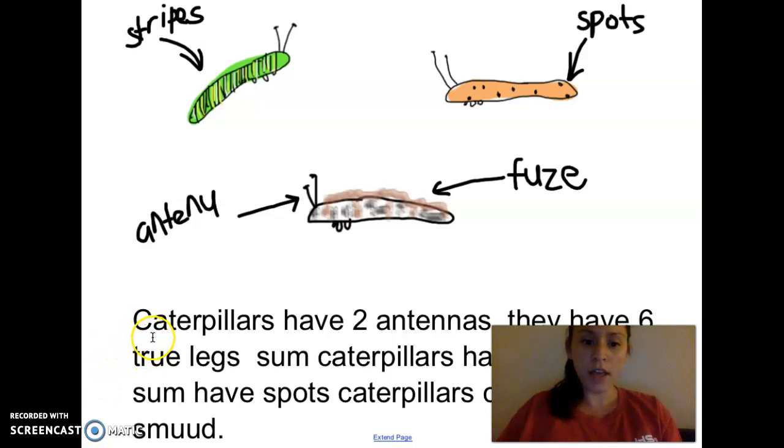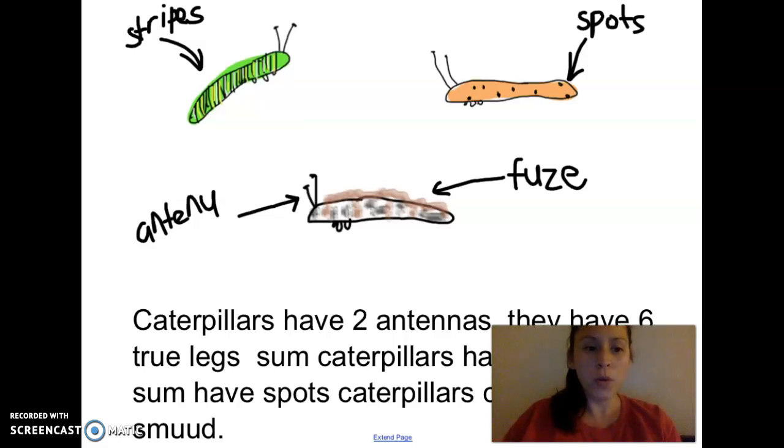After I labeled my picture, I wrote some of my words out to describe what caterpillars look like. So I wrote caterpillars have 2 antennas. They have 6 true legs. Some caterpillars have stripes and some have spots. Caterpillars can be fuzzy or smooth.